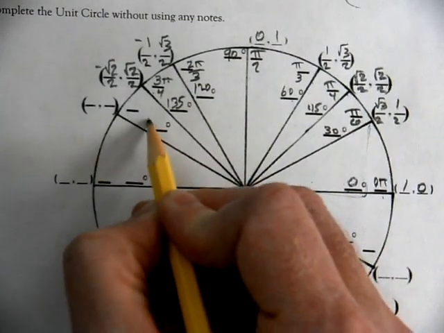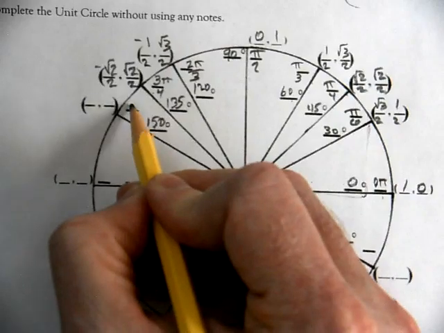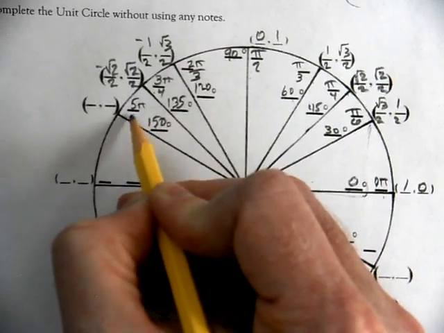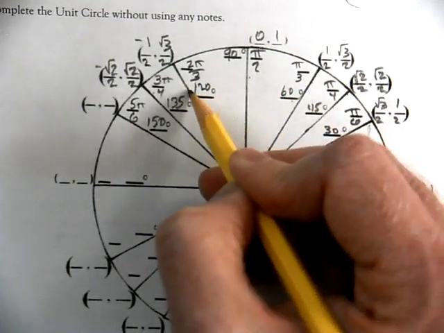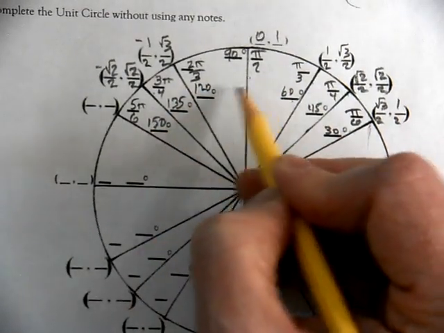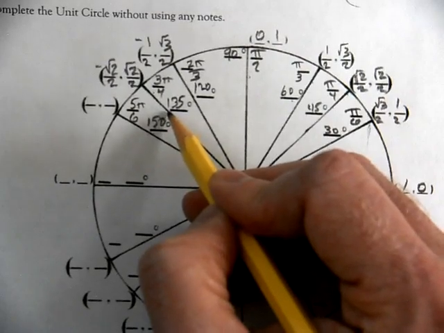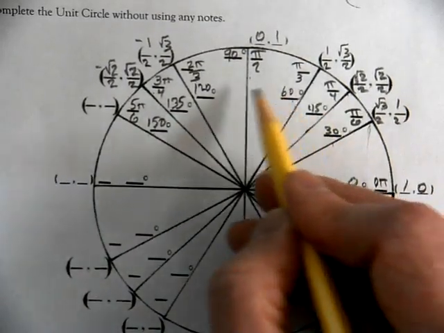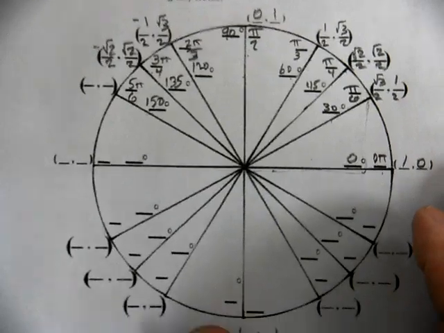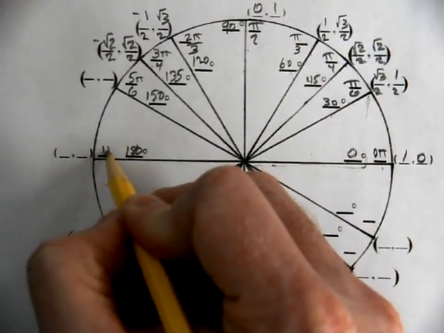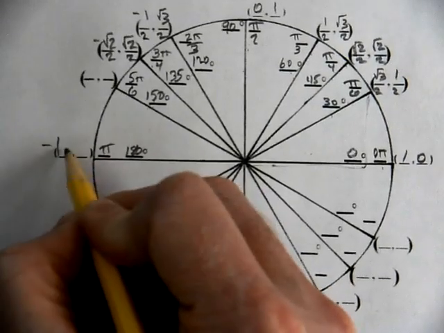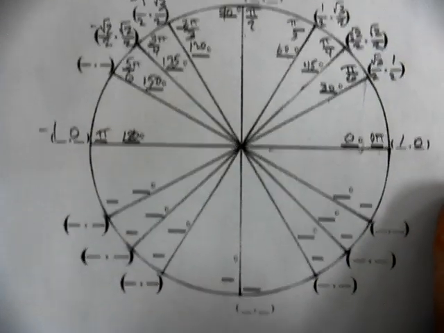This is 150 degrees. And that's going to be 5 pi over 6, because we had 1 over 6, 2 over 6, 3 over 6, 4 over 6, 5 over 6. Every 30 degrees. That's why we skip the middle bars. Skip the middle bars to go over 30 each time. 180 degrees, which is pi. 1 to the left, 0 up.